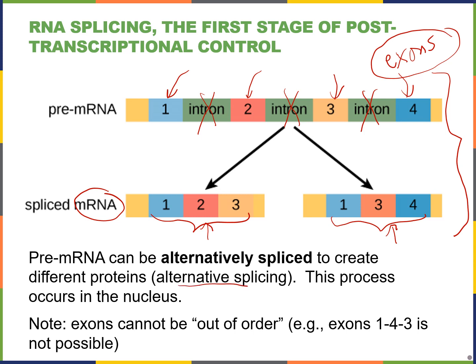So our pre-messenger RNA can be alternatively spliced in different ways to create these different proteins, and this occurs inside the nucleus. But make a note that if you just look here at my 2 examples, the exons stay in order in terms of their sequence. You can't go out of order, so you can't reverse, for example, 1 and 2. You cannot have something like 2, 1, 3, etc. And that is just something that we've seen in all of the patterns for alternative splicing.